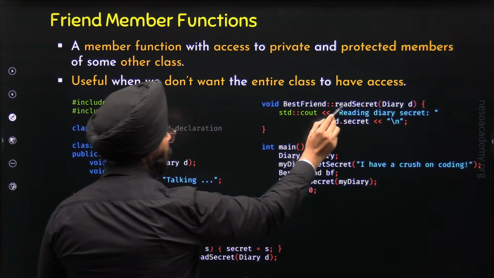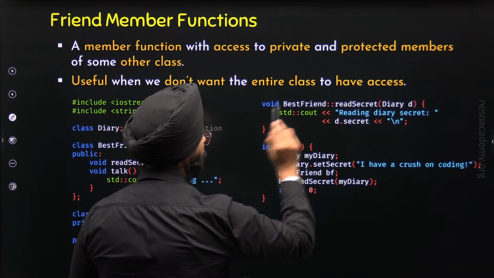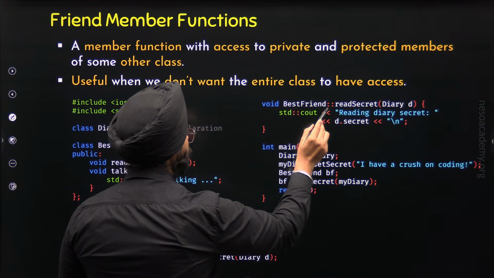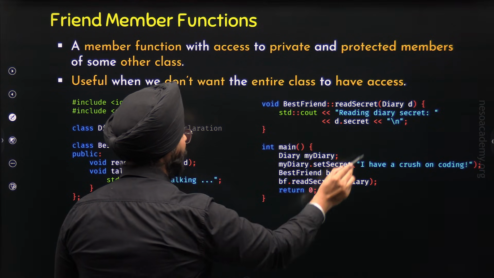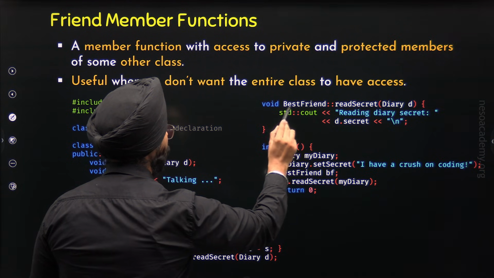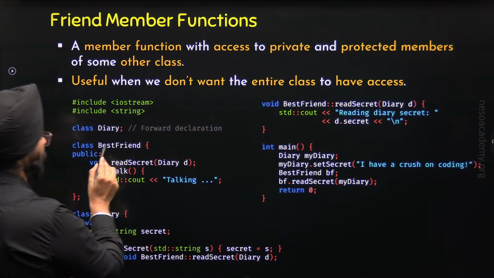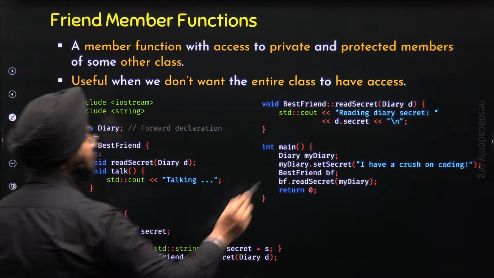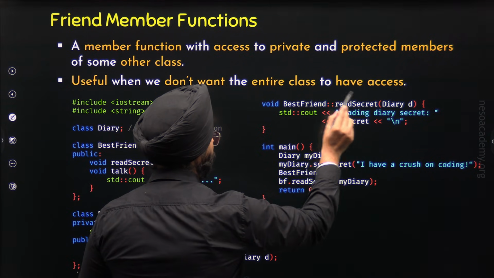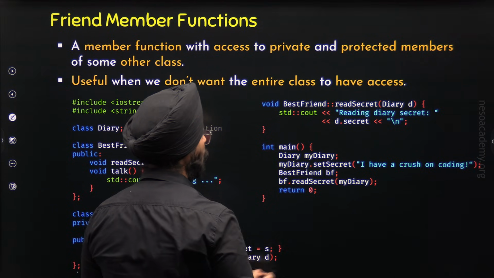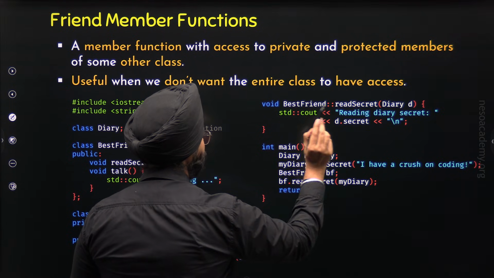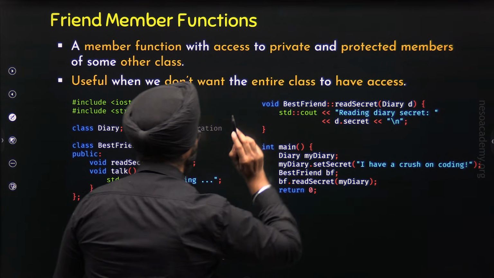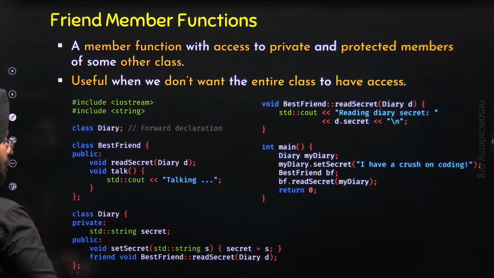Here you can observe this is the definition of the read secret function. Here I'm using the scope resolution operator to tell the compiler that this function is the member function of the best friend class. This is what we can observe. And this is the definition of the read secret function. Now, we can use this variable secret via the object of the class diary. There will be no problem.